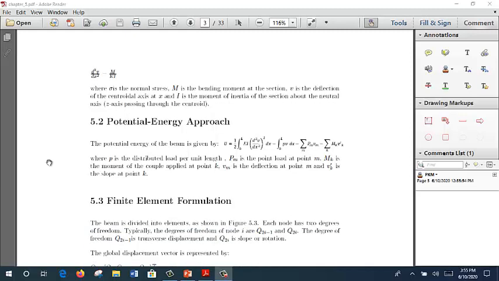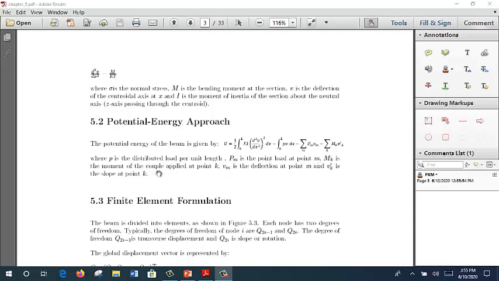We talk about the potential energy approach. From here, the general form to represent the potential energy approach is represented by U equals half the integration from 0 to L times EI, the double differentiation of v squared dx, minus the integration from 0 to L of pv dx, minus the summation of P_m v_m and also M_k v'_k.